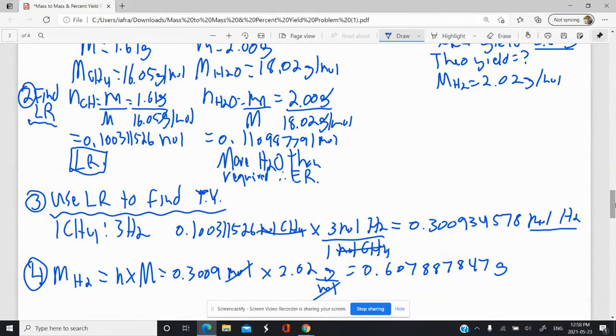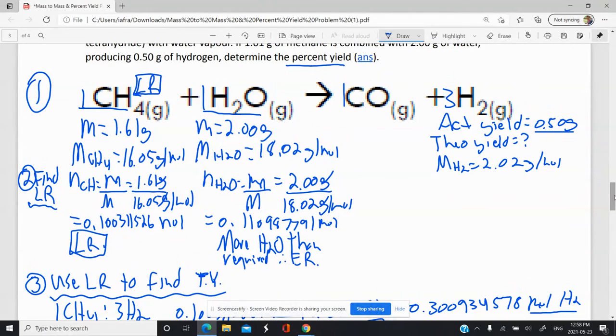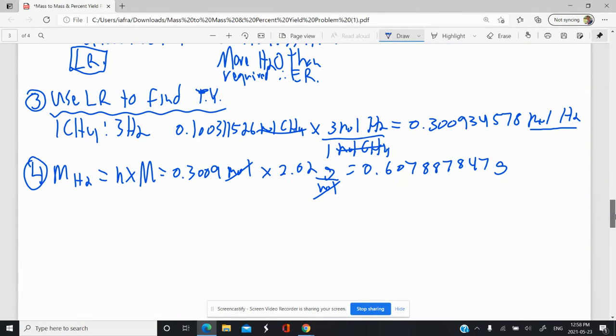So theoretically, we should have got about 0.6 grams, but we only got 0.5 grams. And so, again, it could be that we didn't let the reaction happen to completion. Maybe we didn't collect the product properly. Maybe there were some impurities. Who knows? There was something that went wrong there, and we didn't get the maximum that we want to produce. So now we just have to calculate what the percent yield was.